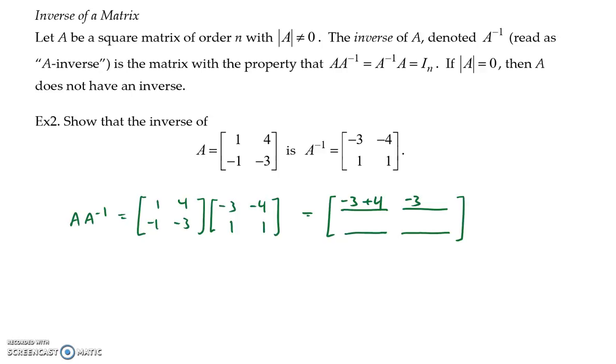Excuse me, I have the wrong number there, just a moment. Let's try that again. It would be 1 times -4 plus 4 times 1. So -4 plus 4.